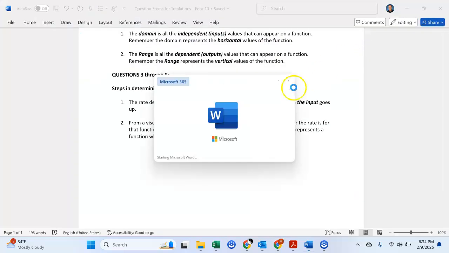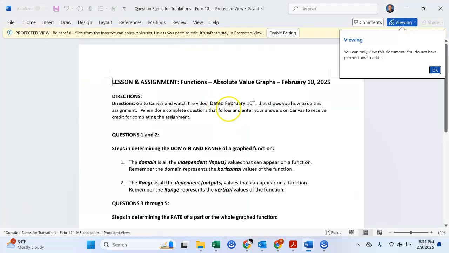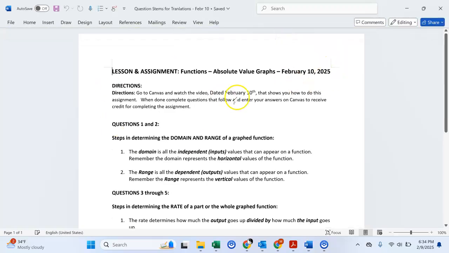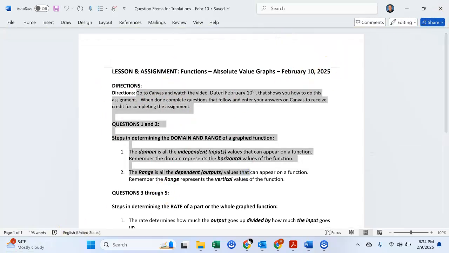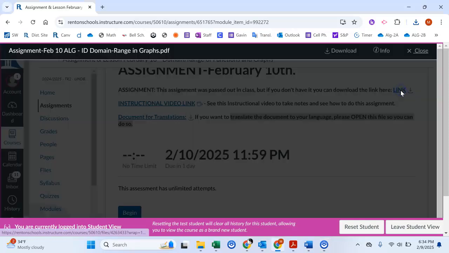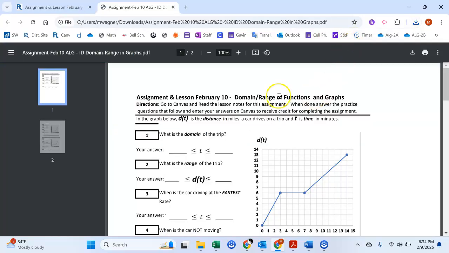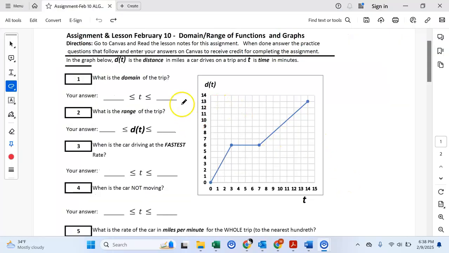So I open it up, and then I can do the enable editing, and then I can do the translate. So make sure you do that. So here's the assignment. I click on the link there, and I'm going to download that too. But you should have the paper version. So this is our assignment right here.